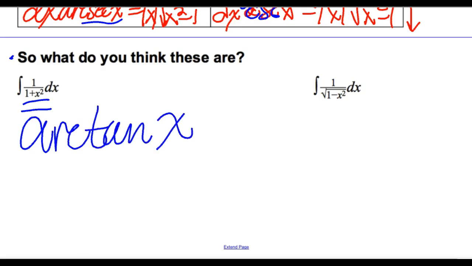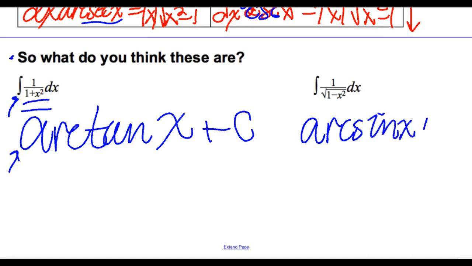Same here. Because again, if I took the derivative of my antiderivative, I'd get the integrand back. Over here, same thing. This is just in your face, arc sine x plus c. So these are in your face ones that we recognize.